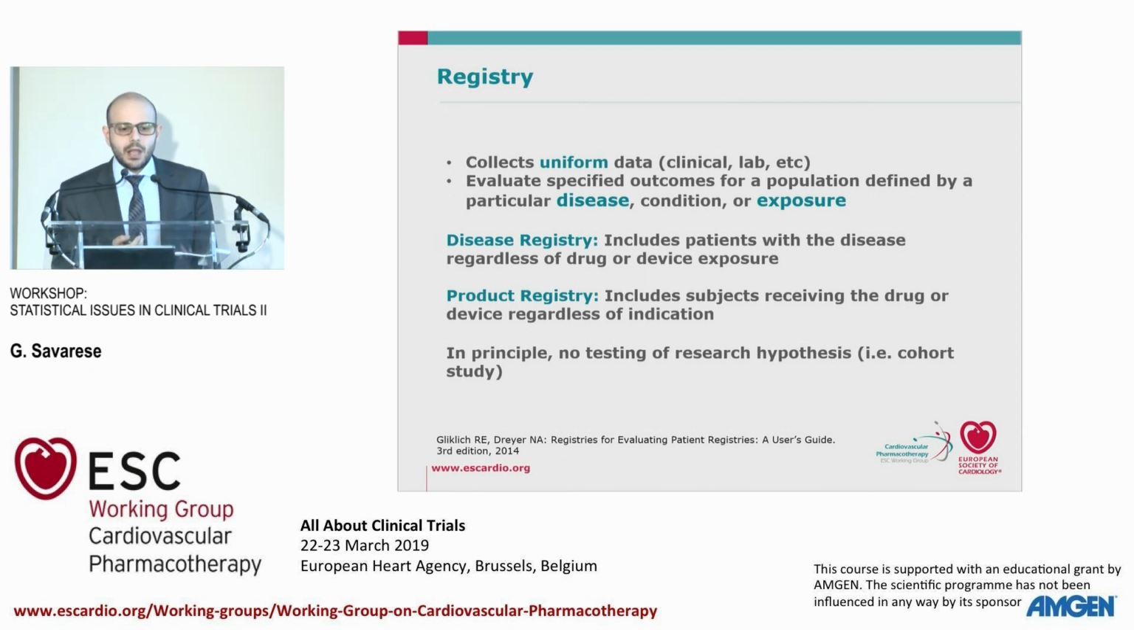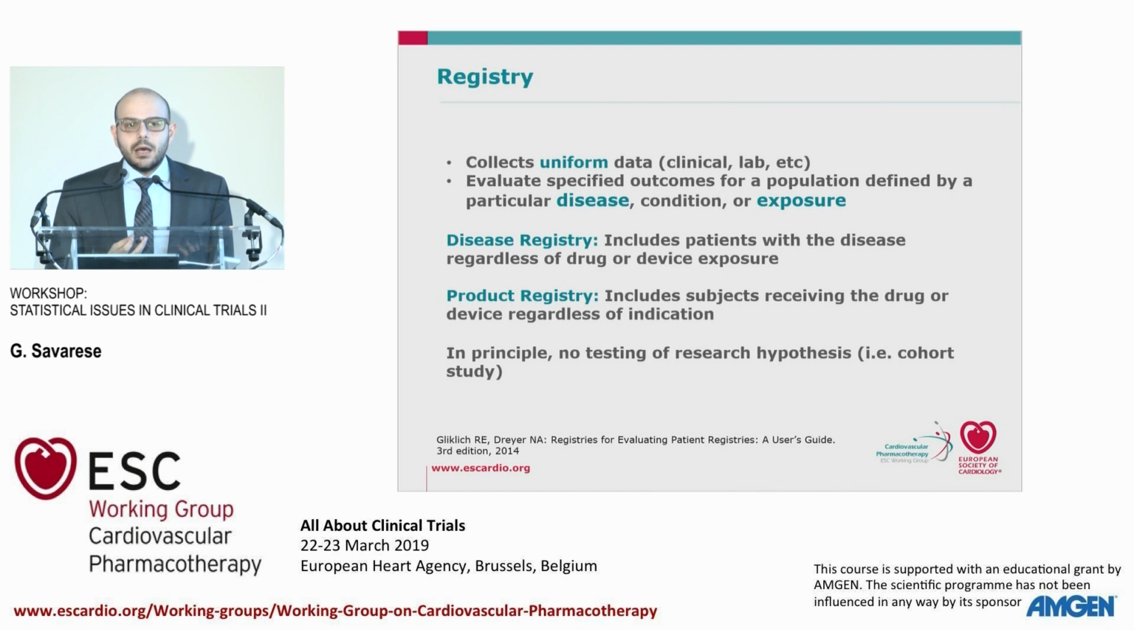Let's define a registry. A registry is not a type of study. A registry is just a uniform collection of data. It can be different types of data, clinical data, lab data, and so on. Registries evaluate specified outcomes for a population defined by a particular disease, condition, or exposure. There are two different types of registries. One is the disease registry, the second one is the product registry. In disease registries, all patients are enrolled because they show a specific disease, so it doesn't matter which kind of treatments, for example, they are taking.